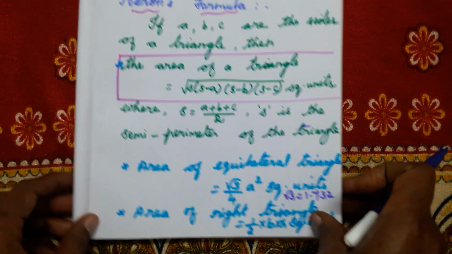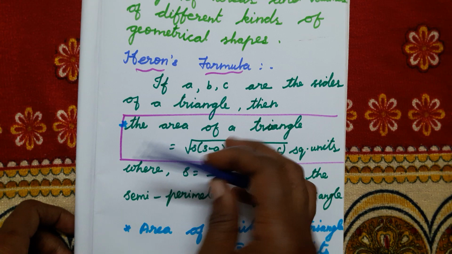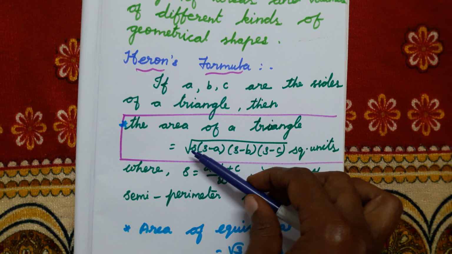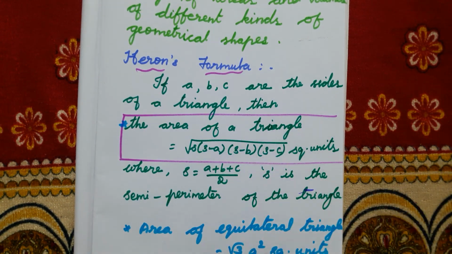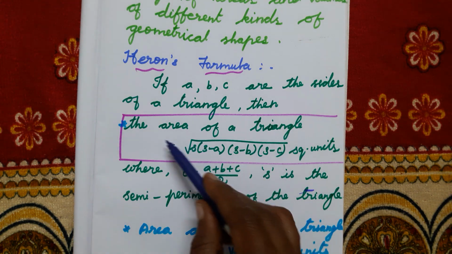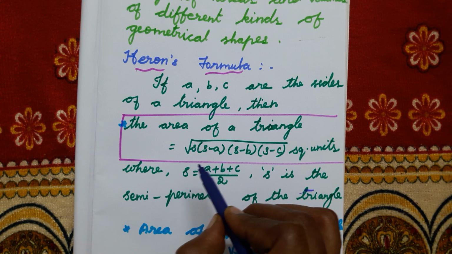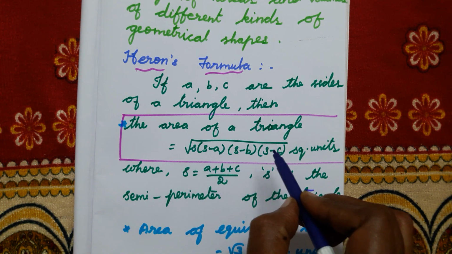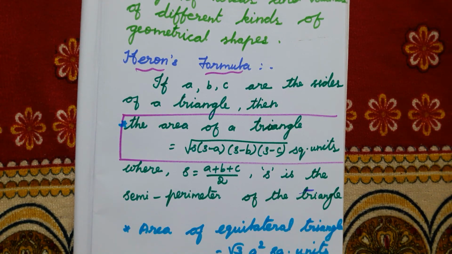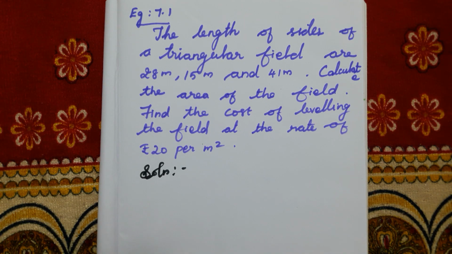First, what is Heron's formula? Using Heron's formula, area of triangle is equal to root of S into S minus A into S minus B into S minus C square units. S is equal to A plus B plus C by 2. Clear this? Now I am going to explain.